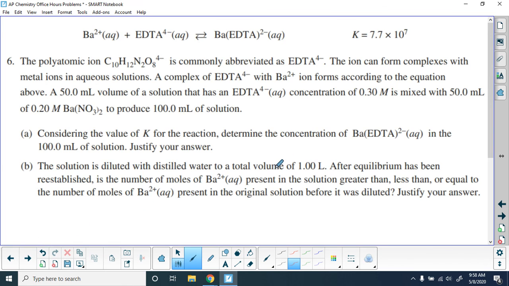Okay, for your next problem, you want to go to number 6. You can pause the video and work through that. Give yourself 9 minutes for it, and I'll post a solution for that in a separate video.